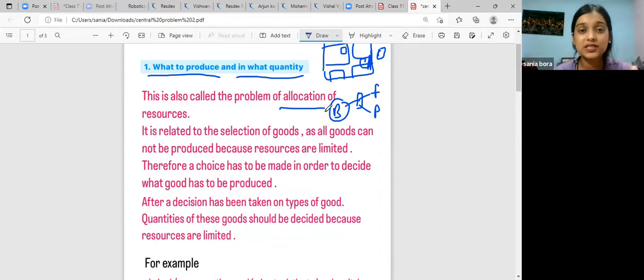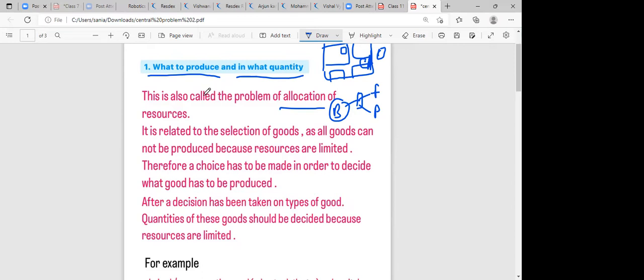Okay. So first you will decide what to produce, whether you want to produce a bed, paper, or furniture. Once you are done with that, you have to decide the quantity: how many beds, how many pens, how much furniture, like this. Okay. So the first problem is what to produce and in what quantity. So this is also called the problem of allocation of resources.